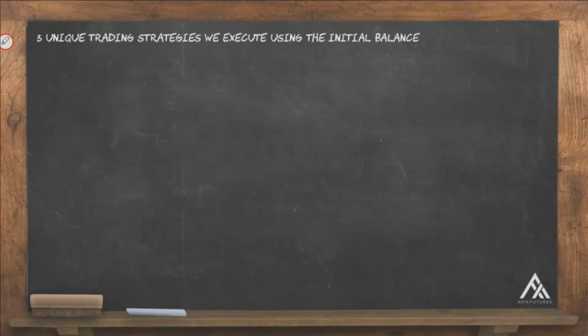Now that we've spent a little bit of time discussing what the initial balance is, let's take a look at 3 unique trading strategies you could execute using the initial balance. So the first time we would look to use the initial balance is when there's key structure or identifiable structure in the market. So what would this structure look like? Let's look at a basic example. Take for instance the previous day's profile.